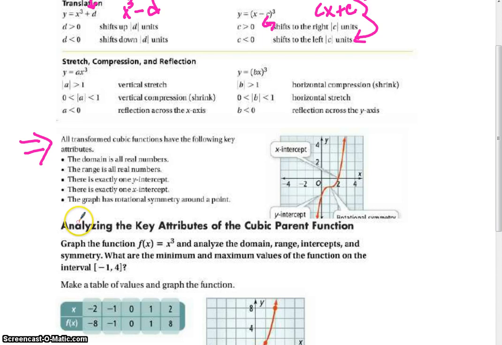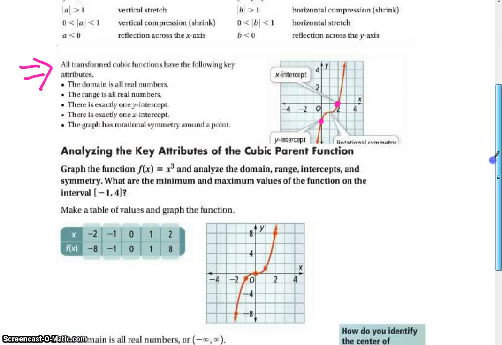There is exactly one y-intercept. Okay, it only crosses the y-axis once. And there is exactly one x-intercept. It only crosses the x-axis once. And then the last thing is the graph has rotational symmetry around a point.